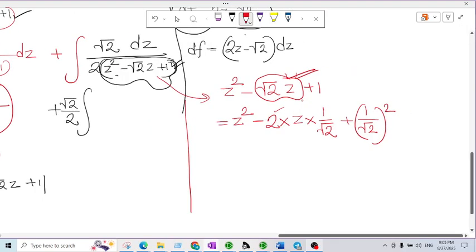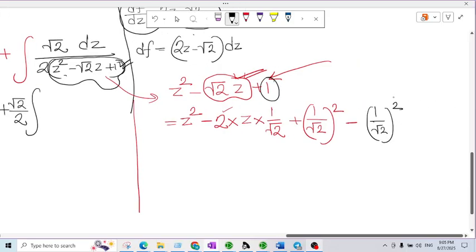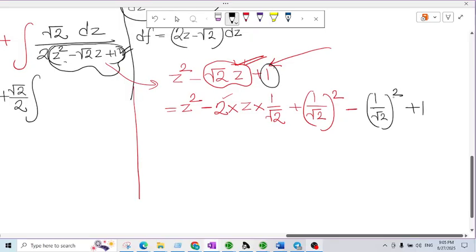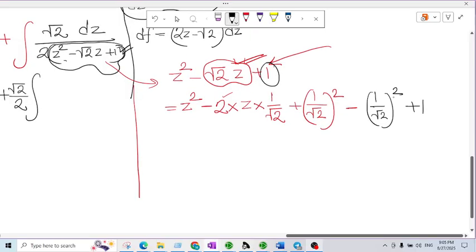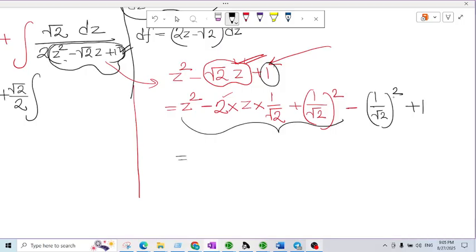And you see, is there any 1 by root over 2 square here? No. So we have to compensate this, and to compensate it we have to minus it, and then I will write this 1 here. Now why have I done this? Because this thing is none but a minus b whole square formula, right? So this is equal to z minus 1 by root over 2 square.